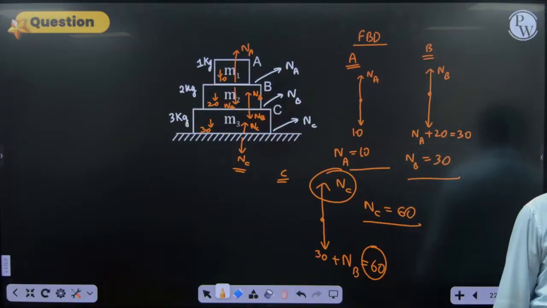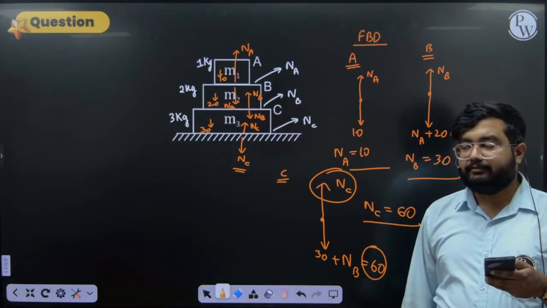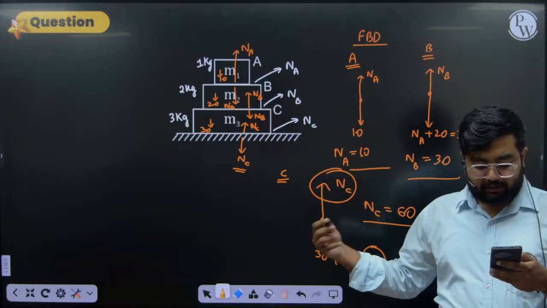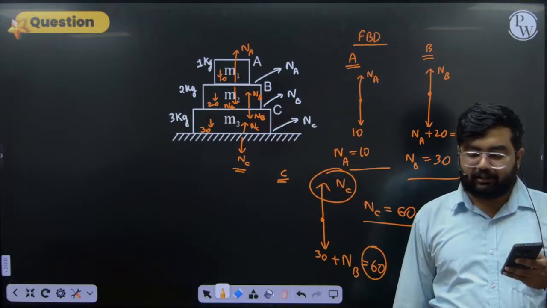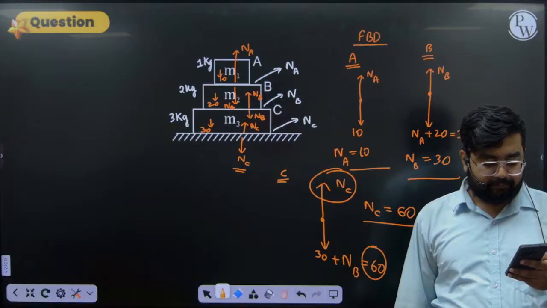Okay, someone is asking about friction. We will cover that. As we go in this, slowly we will cover friction and circular motion as well. Do not worry.